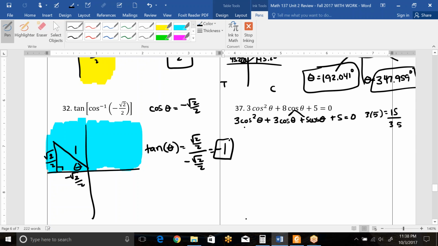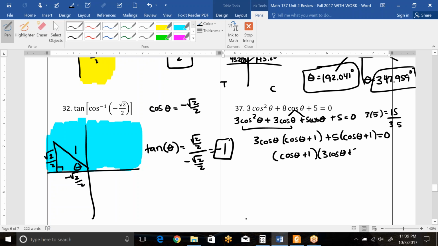You can also do the quadratic formula if you want. I'm going to pull a 3 cosine theta out of the first pair. That leaves me with cosine theta plus 1. I'm going to pull a plus 5 out of the second pair. That also leaves me with a cosine theta plus 1, and then this is equal to 0. Cosine theta plus 1 is the match, and 3 cosine theta plus 5 is the other piece, just like factoring by grouping.